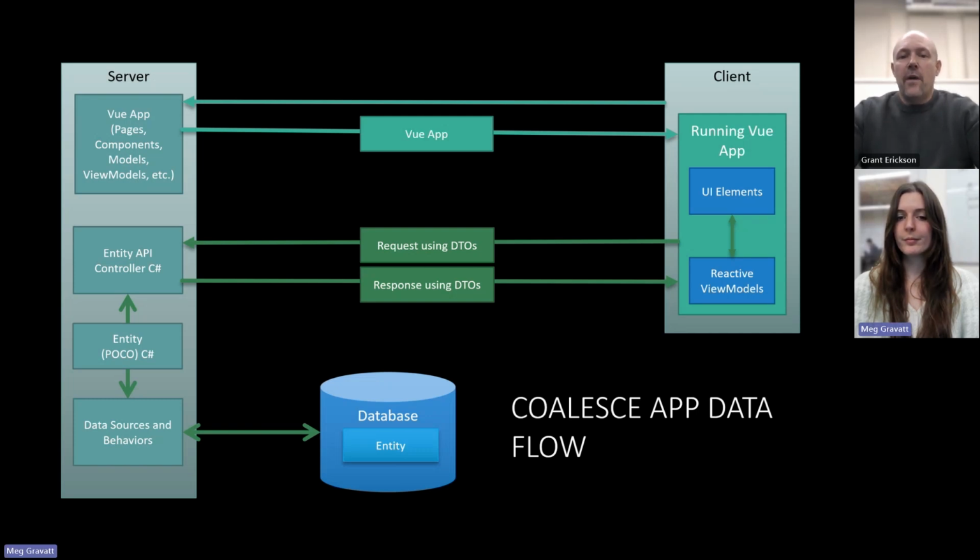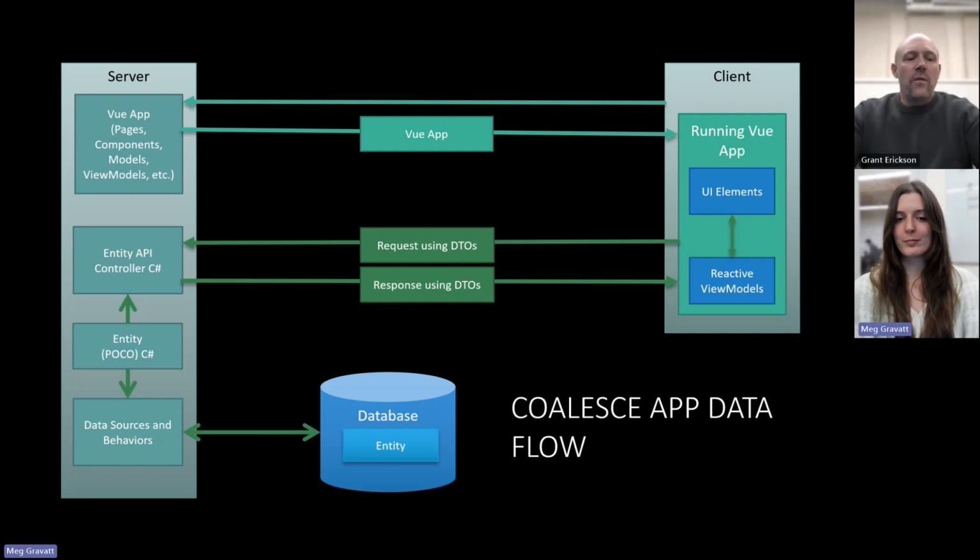So once you have your running Vue app, you're then going to load up a page. That page is going to have components on it. Again, just standard Vue stuff. You're going to have UI elements, and then you have what we would call reactive view models. These are the things that Coalesce provides for you. So I can instantiate our beloved cat and call the meow method or the pounce method or whatever it is that I want to call.